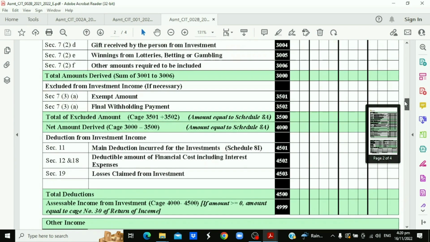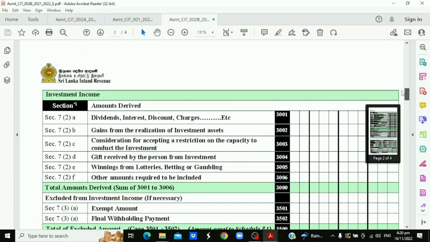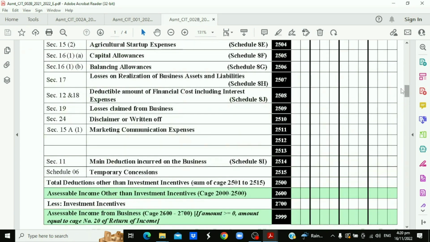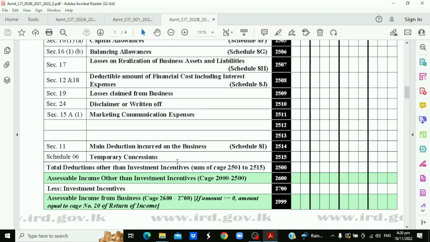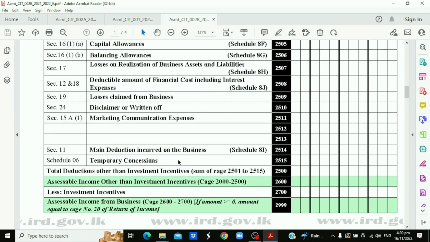Again, I move into Schedule 8, the business part. As a last item, they are deducting any deductions related to the temporary concession. Then we can get the final answer, the income other than the investment incentive. Other than the investment incentive, right? Why is the investment incentive taken separately?